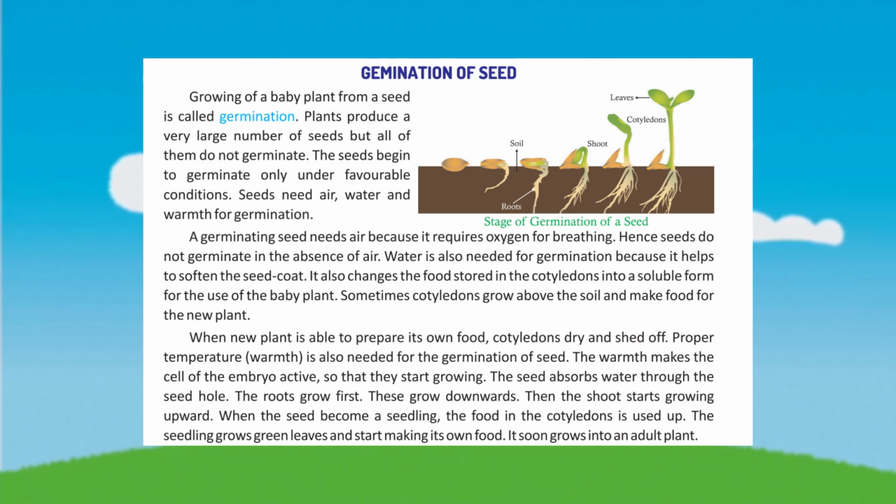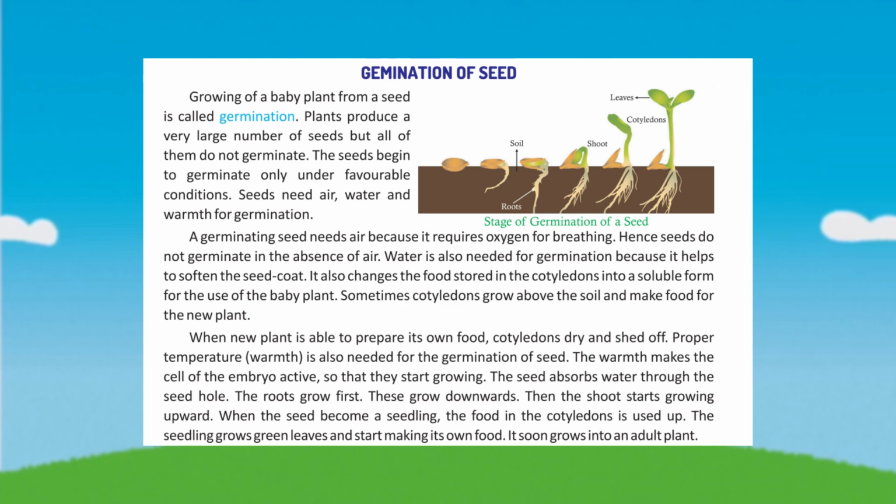Seeds need air, water and warmth for germination. A germinating seed needs air because it requires oxygen for breathing. Hence, seeds do not germinate in the absence of air. Water is also needed for germination because it helps to soften the seed coat. It also changes the food stored in the cotyledons into a soluble form for the use of the baby plant.